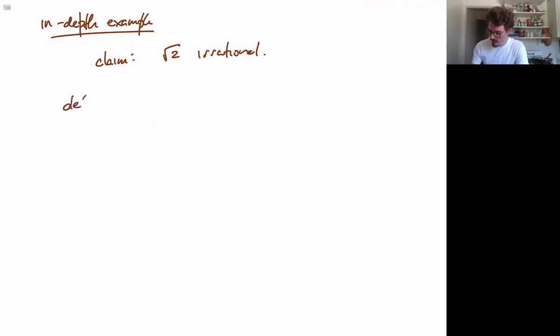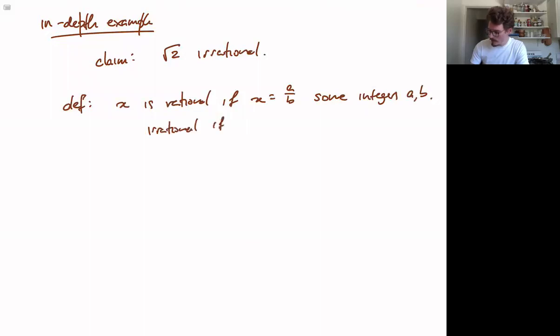So definition. A number is rational if you can write it as a over b, so for some integers a and b, and irrational if not. So if there are no integers a and b. Hopefully you can write down that negation and see what that means.